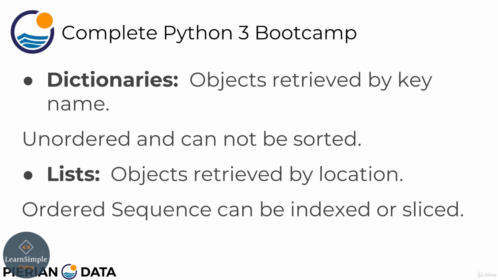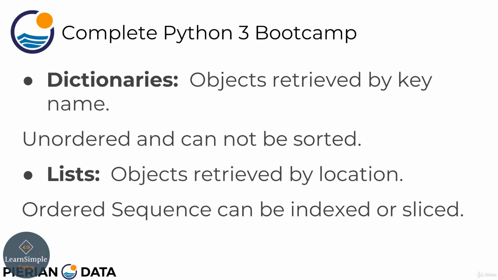Now the question always arises, when do we choose a list, and when do we choose a dictionary? Well, dictionaries have objects retrieved by a key name, and dictionaries are unordered and cannot be sorted. So a good time to use a dictionary would be when you want to quickly retrieve a value without needing to know its exact index location. Now that's a really nice feature of a dictionary, the fact that you don't need to know where something is in the actual dictionary to call it, you just need to know the key-value pair.